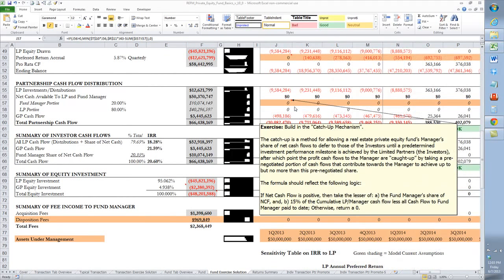Now let's go ahead and review the solution for the catch-up mechanism. The formula here says the following: if the net cash flow is positive, then we take the lesser of the fund manager's share of net cash flow and 15% of the cumulative LP and manager cash flow less all cash flow to the fund manager paid to date. Otherwise, we return a 0.